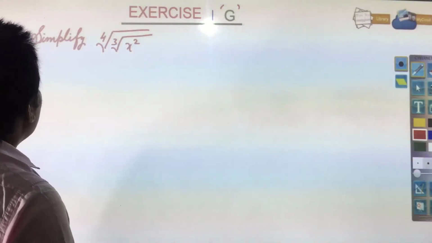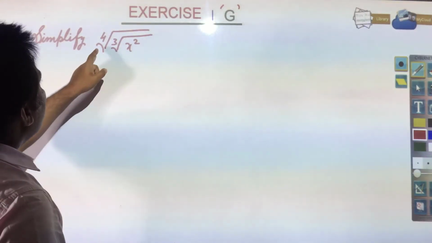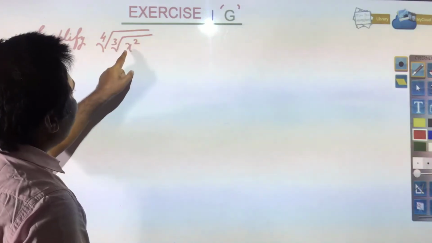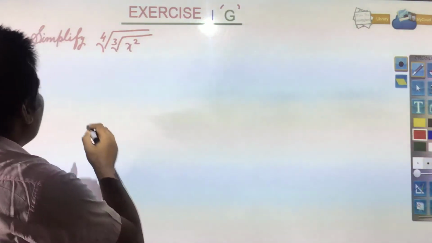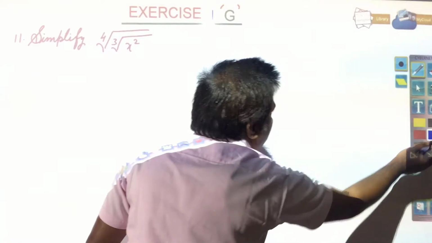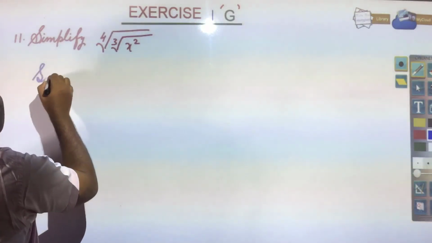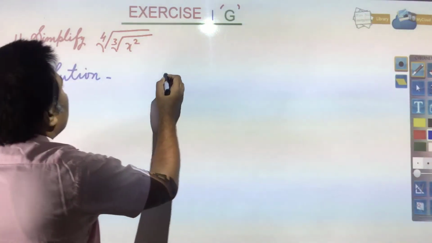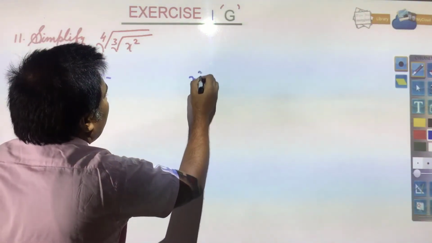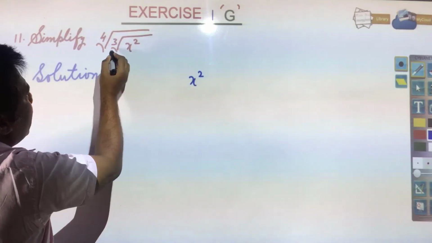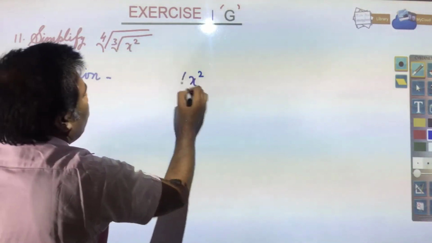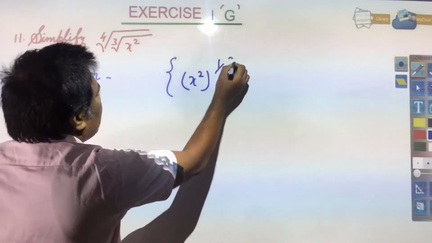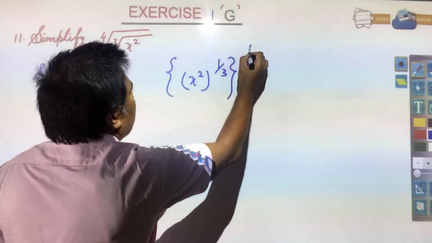Your 11th question is: simplify the fourth root of the cube root of x square. How will we solve this question? These are easy questions, similar to ones you have already solved. Here we will write x square, and start from there, to the power 1 by 3 and again to the power 1 by 4.